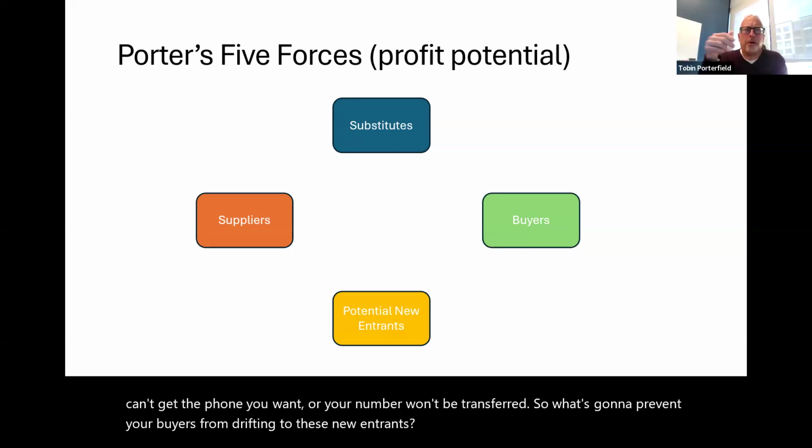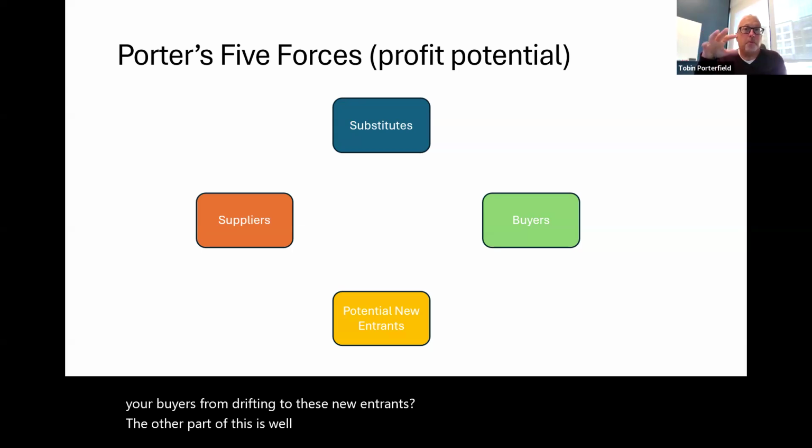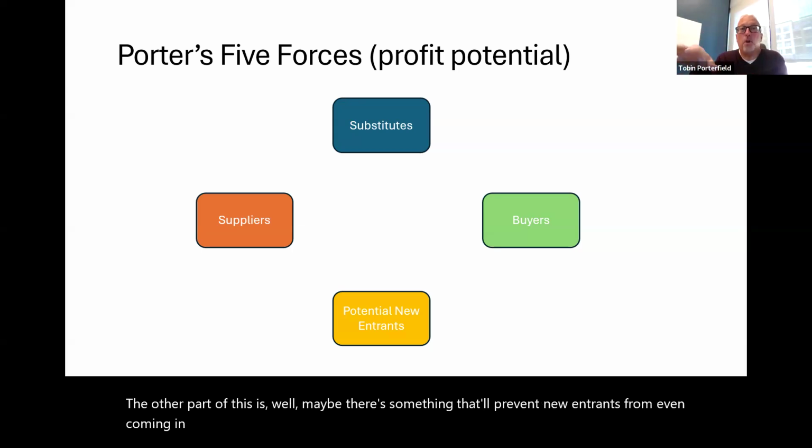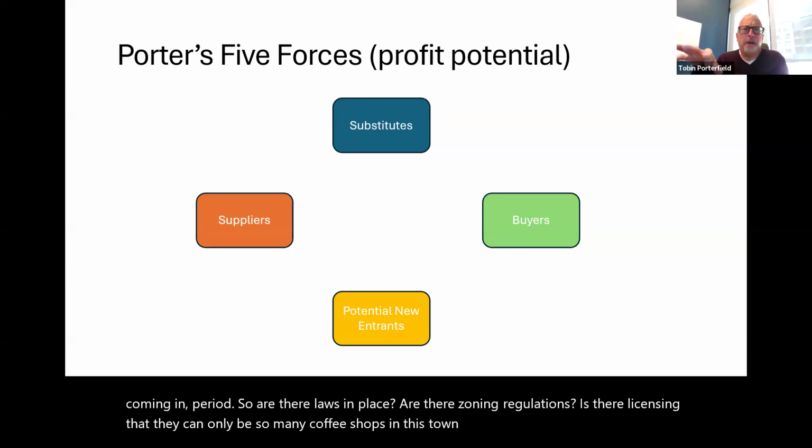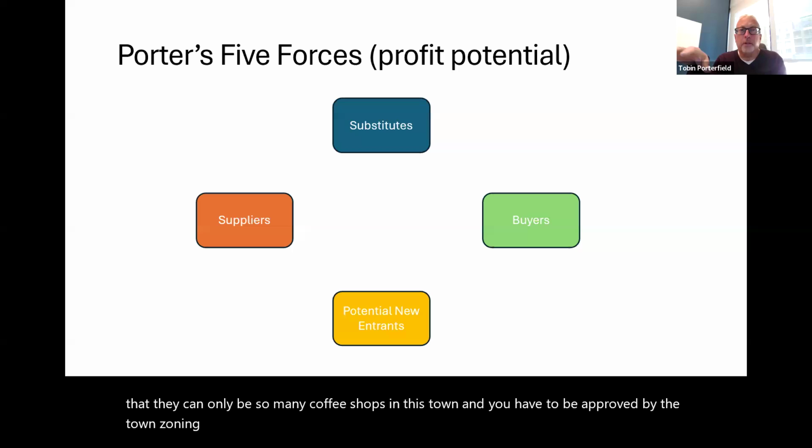The other part of this is, well, maybe there's something that'll prevent new entrants from even coming in, period. So are there laws in place? Are there zoning regulations? Is there licensing that there can only be so many coffee shops in this town and you have to be approved by the town zoning board in order to open another one? What's going to protect you from being run out of business by new entrants coming in?